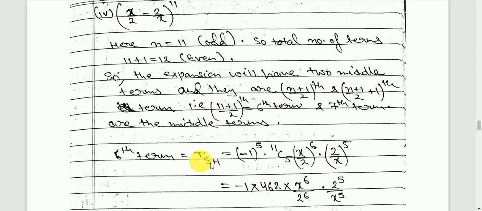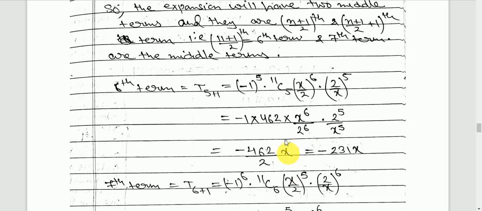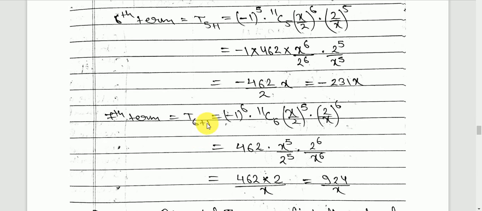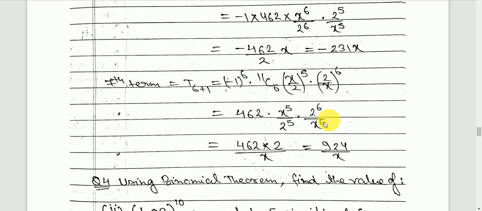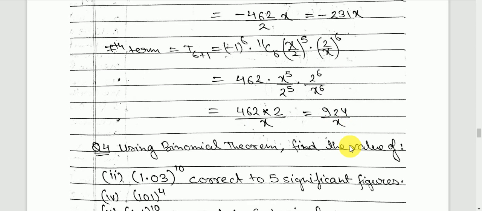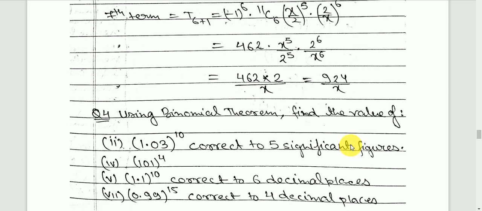So the 6th term is T5+1, (−1)^5 into 11C5, the first term to the power 11 minus 5, that is (x/2)^6, into (2/x)^5. Simplify, and you'll get the answer −231x. The 7th term means T6+1, equal to (−1)^6 into 11C6 (x/2)^(11−6), that means 5, into (2/x)^6. Simplify, you get 924/x. The remaining you try by yourself.